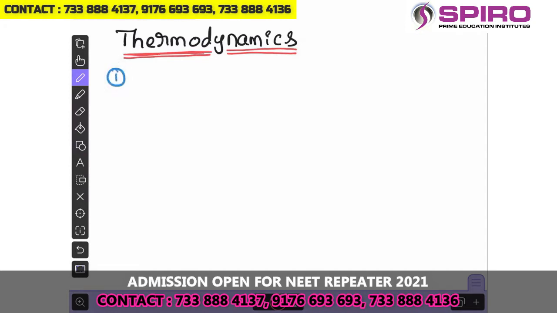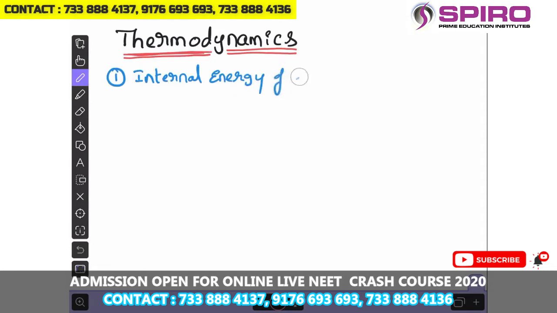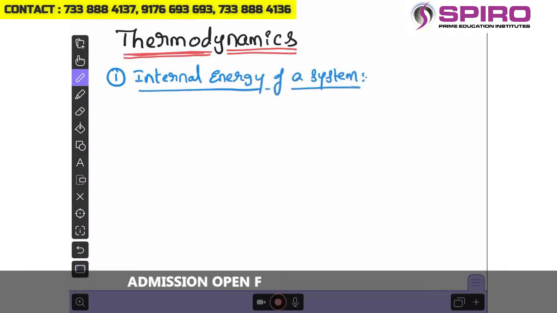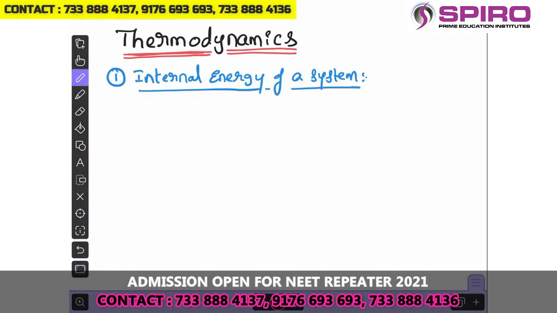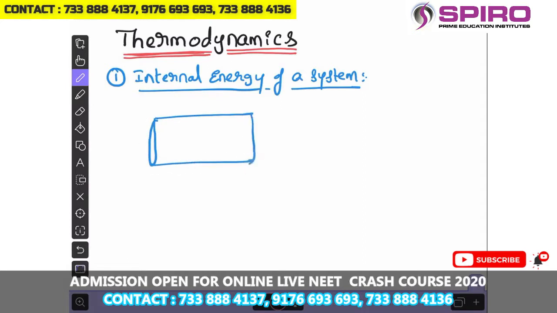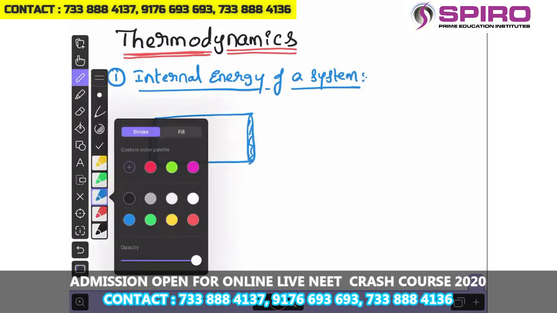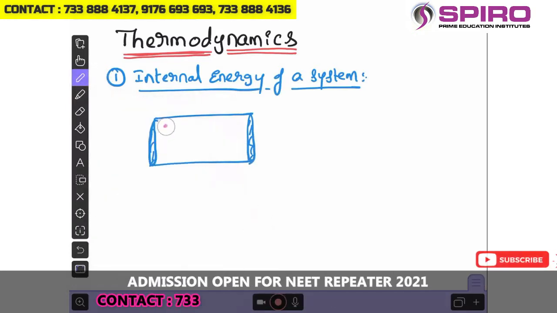Okay, first let us understand the internal energy of a system. Let us understand first what the internal energy of a system is. Suppose we consider some gas in some cylinder, or some closed enclosure containing some gas, and the gas molecules I am representing here. These are all the gas molecules.